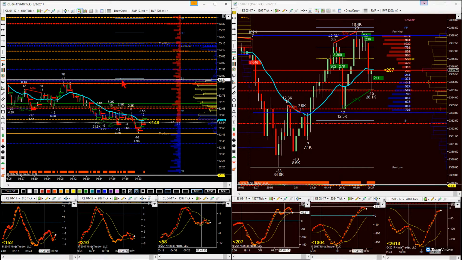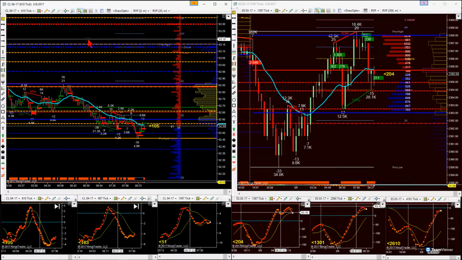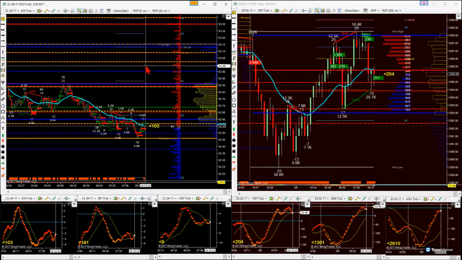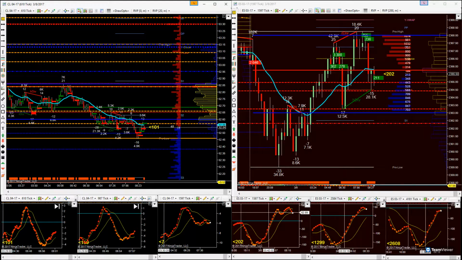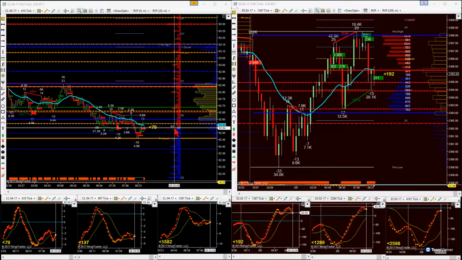Perfect. One other change you're going to note on the charts: swing highs and swing lows are now orange in color on crude oil. They will also become orange in color on the S&P. I just didn't have a chance to go back and do that. Let's take a look at some homework.